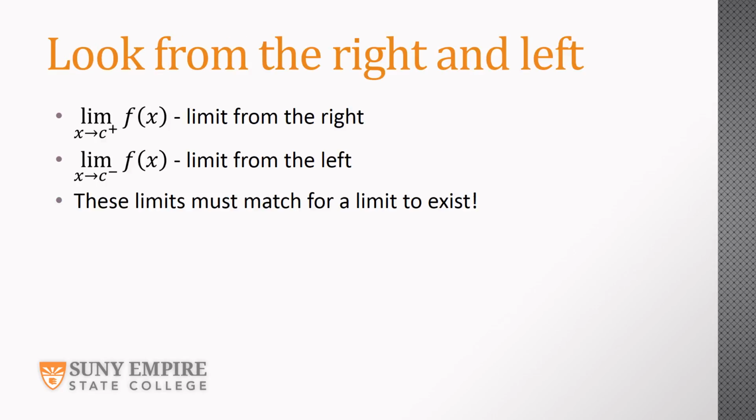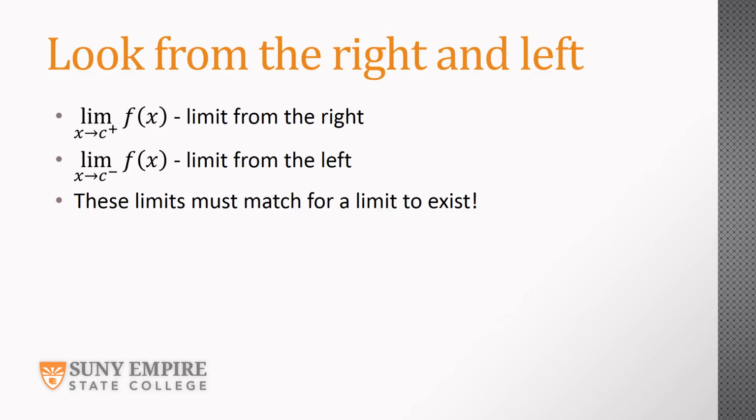It turns out that how we approach does indeed matter. There are different notations to imply approaching from the left or right. A limit written as limit as x approaches c with a plus means that we approach from the right, or the positive side, moving to the left toward the value c. A limit written as limit as x approaches c with a minus sign means that we approach from the left, or the negative side, moving to the right toward the value c.